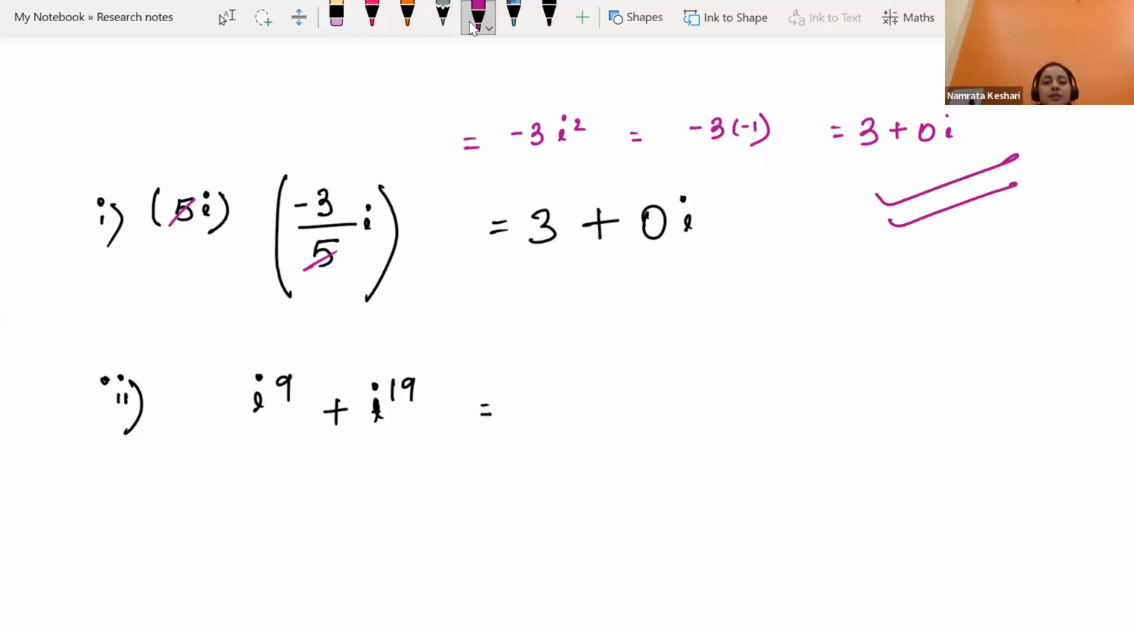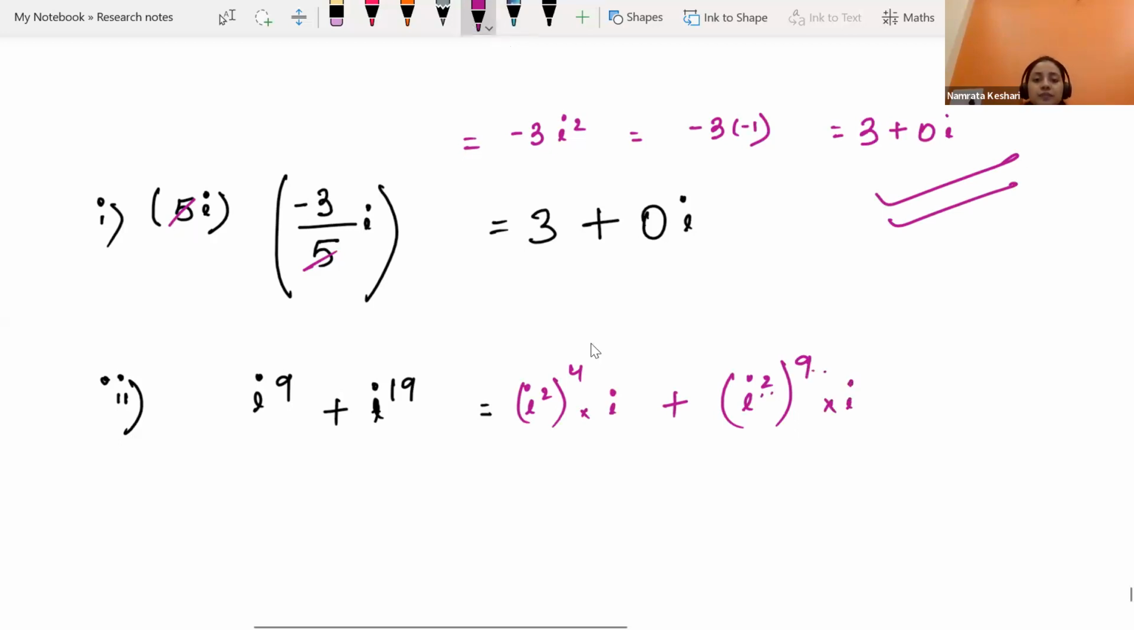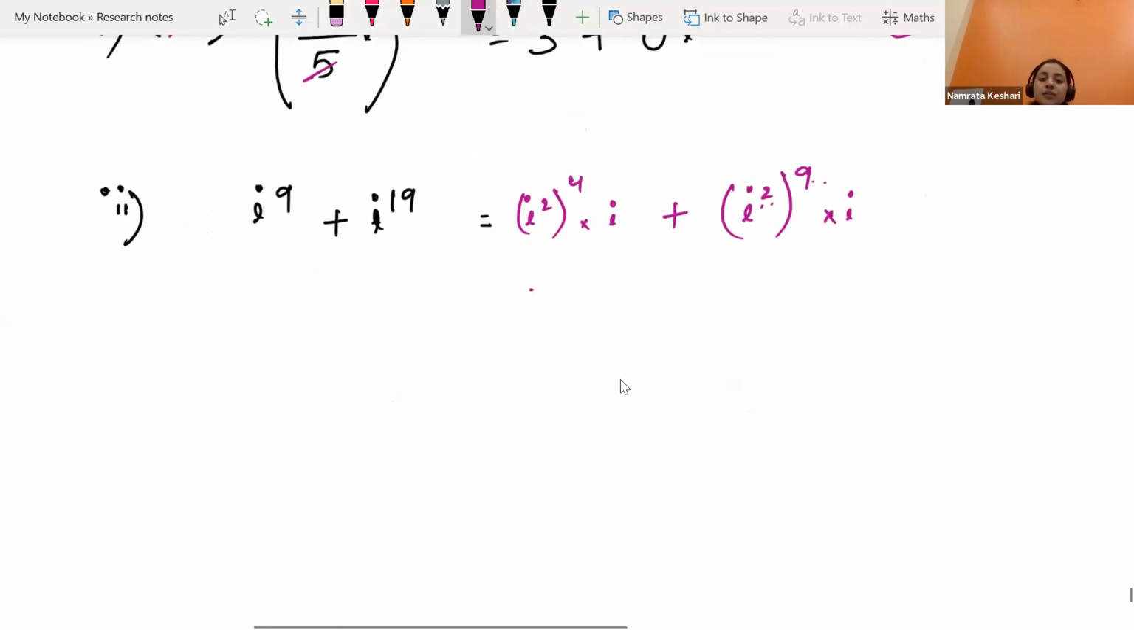Yes, Alina, it is perfect. Next one, i to the power 9 can be written as i square to the power, whatever maximum possible we can write. So 4 2 times 8, one more i. Then i to the power 18 is i square to the power 9. i square is minus 1, so minus 1 to the power 9 into i, and minus 1 to the power 9 into i.